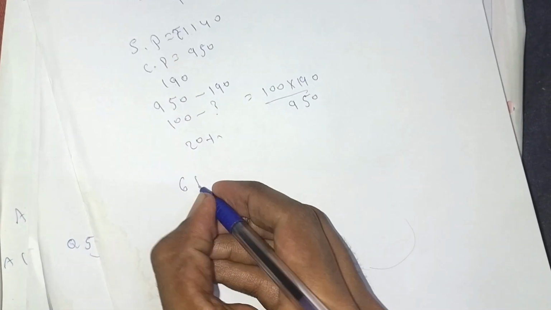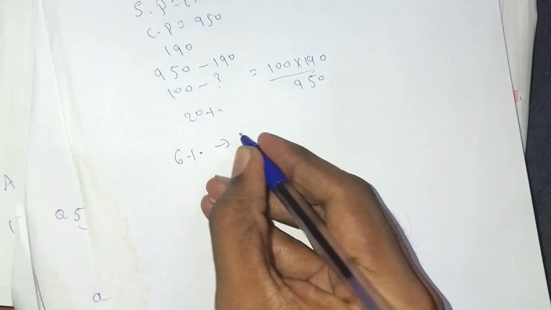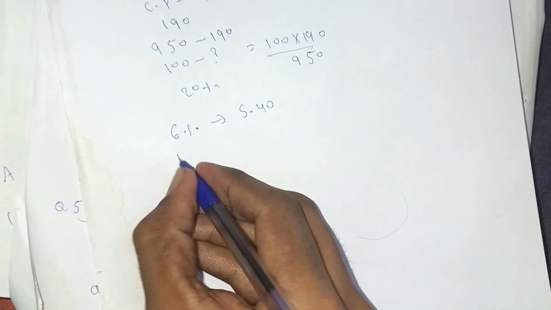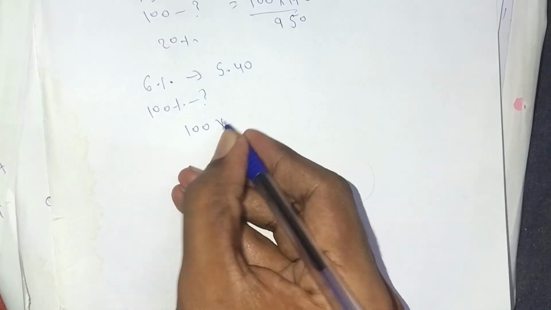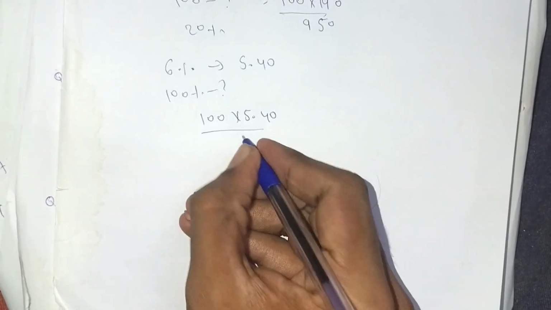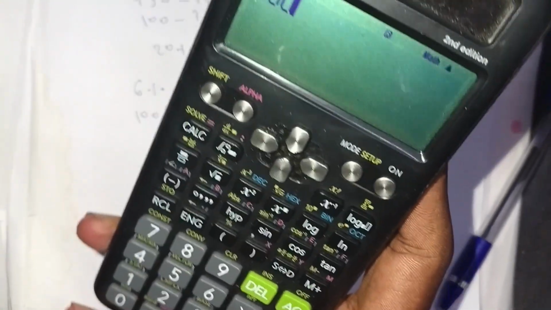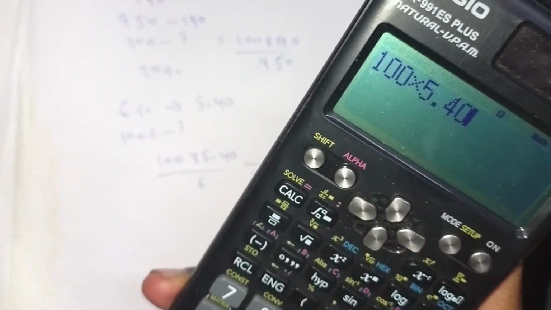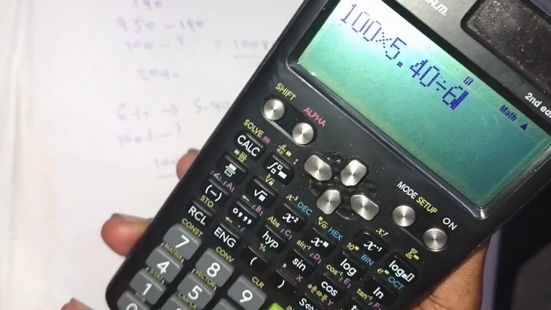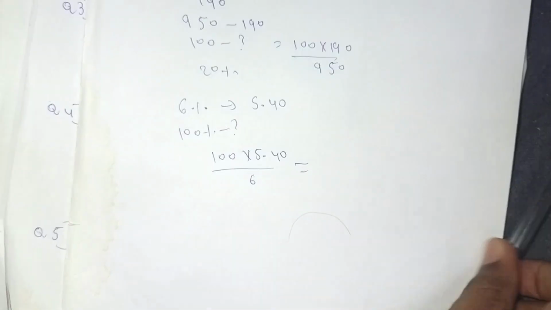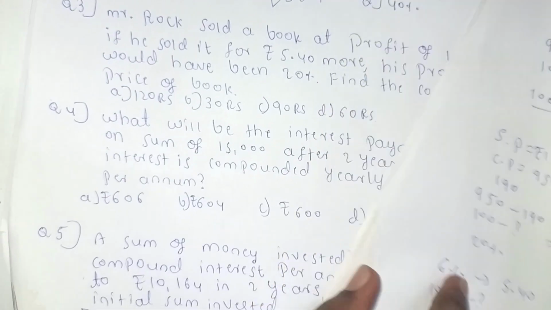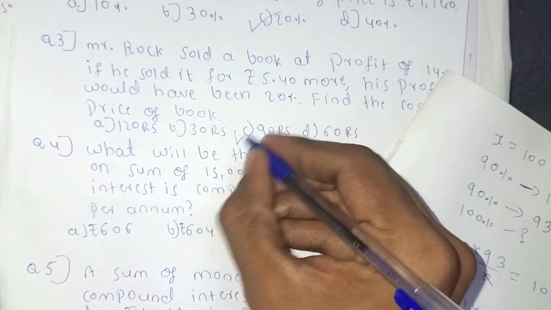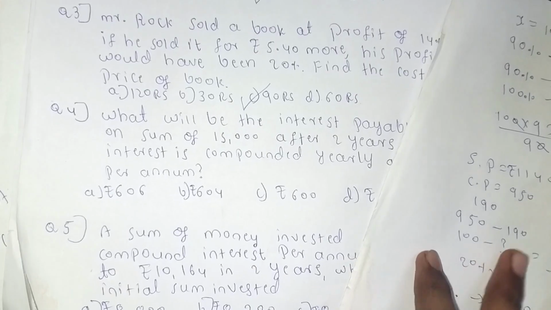For an increase of 6%, we have to add 5.40. So for 100% we have to check here. This is 100 into 5.40 divided by 6. We can also check this in the calculator. 100 into 5.40 divided by 6. This is 90. So here the answer is 90 rupees, option C. Okay, let's continue with the fourth question.